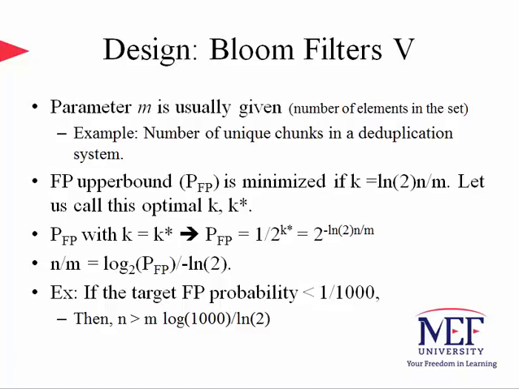Therefore, for a given target false positive rate or probability bound, such as 1 in 1,000, we can figure out the relationship between the number of unique chunks in the system and the size of the Boolean array that we should keep to be able to meet the error target. So Bloom filters are extremely fast, particularly when the number of unique chunks is large, which is typical in today's big data centers.